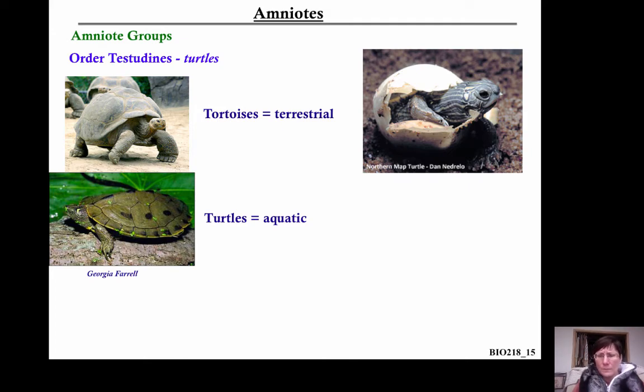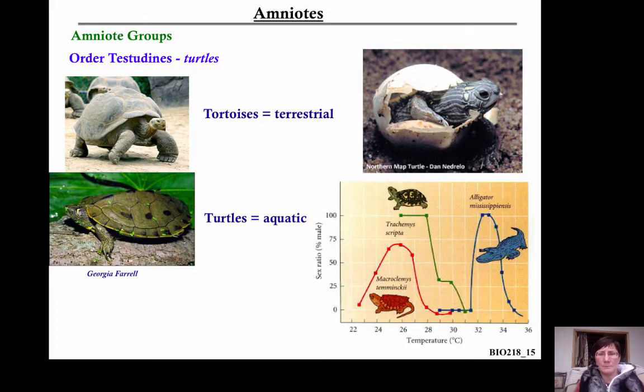When they reproduce, males have an intromittent organ that's referred to as a penis. It's very similar to the mammalian form, and I note this because later on we're going to talk about organisms that do not have that kind of organ. And turtles are one of a group of organisms that exhibit what's called temperature-dependent sex determination.